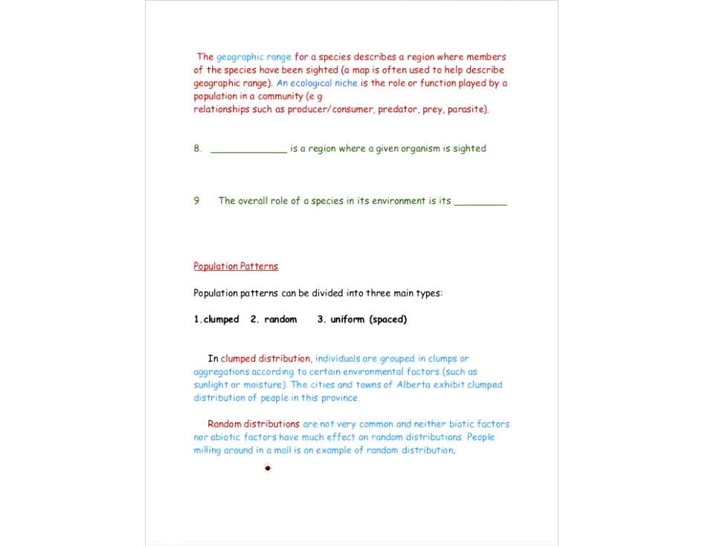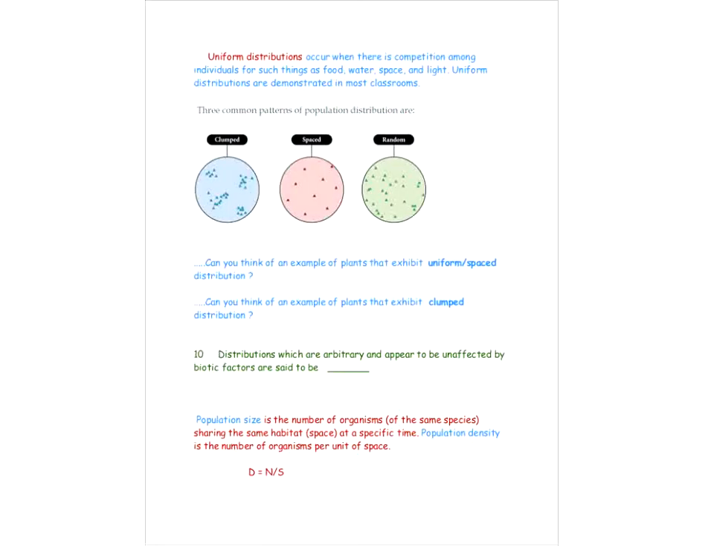Random distributions are not very common. So usually you either get clumped or uniform. And neither biotic, in other words living, nor abiotic, in other words non-living, factors have much of an effect on random distributions. An example is people milling around in a mall. That's an example of a random distribution. Probably in most malls you wouldn't see random distributions.